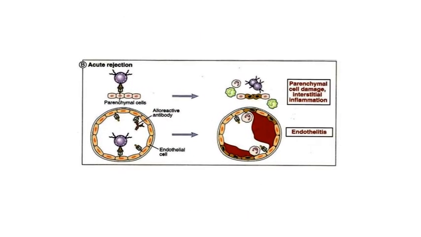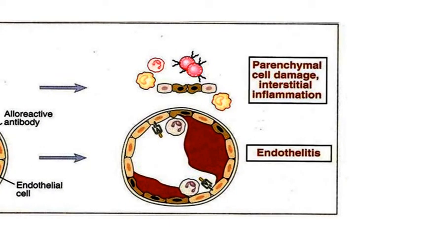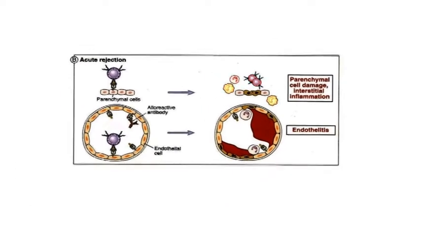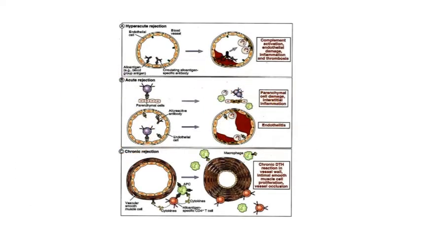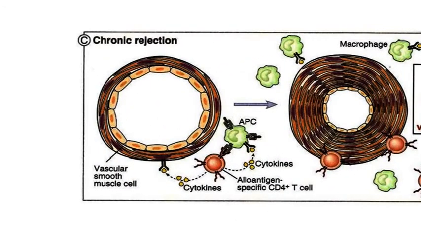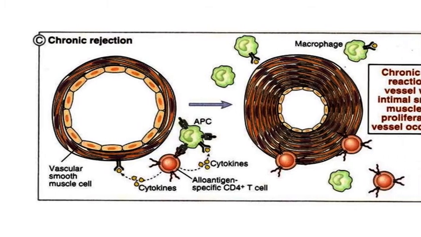Acute graft rejection occurs within a few weeks of transplantation. It is mediated through DTH reaction as mentioned before. Histopathological examination of acute graft rejection shows massive infiltration of macrophages and T lymphocytes in the graft region. Chronic graft rejection occurs months or years after transplantation. Its mechanism involves both humoral and cell-mediated immune response.